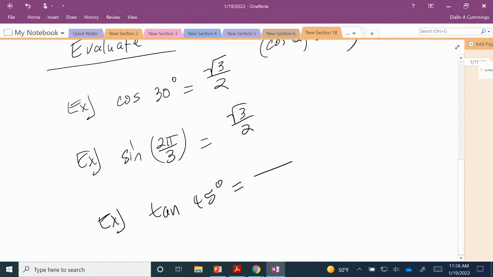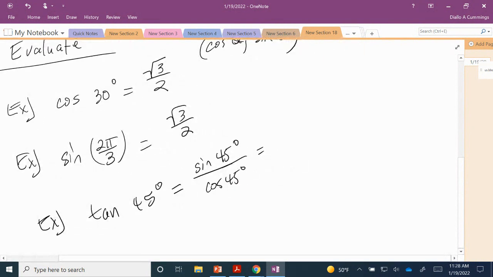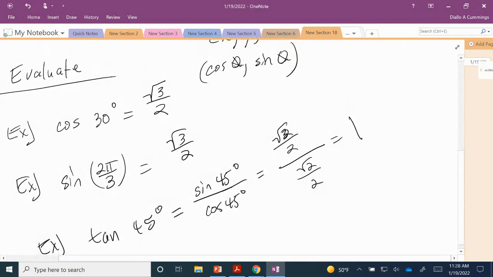So for the tangent of 45 degrees, I can write that out as the sine of 45 degrees over the cosine of 45 degrees. So keep in mind that the sine value is y and the cosine value is x. The sine of 45 degrees is square root of 2 over 2. The cosine of 45 degrees is also square root of 2 over 2. And we simplify to give us a tangent value of 1.